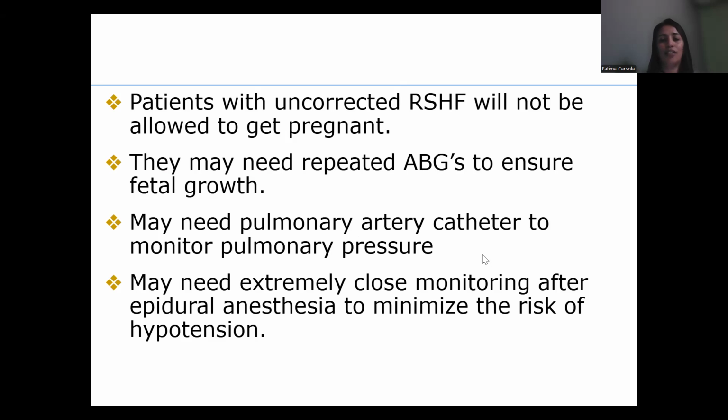And these are all heart-related interventions. And of course, you have to extremely closely monitor your patient, specifically with the use of anesthesia, okay? Because there could be a possibility of hypotension.